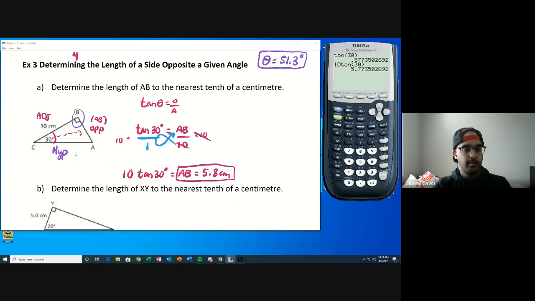Which makes sense. So it can't be bigger than 10. It can't be our hypotenuse. That wouldn't make sense. 5.8 seems reasonable. It looks shorter in the picture. Now our pictures aren't always to scale, but this seems okay. Okay, this works for us.